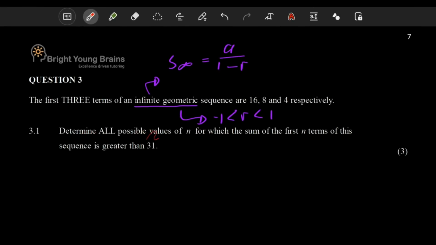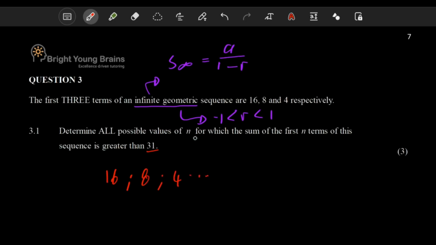So here it says determine all possible values of n for which the sum of the first n terms of this sequence is greater than 31. I think some of these questions from this Gauteng paper are some of the questions that I had in the course. Like legit, these are some of them. Most definitely. It says the first 3 terms of an infinite geometric sequence are 16, 8, and 4, right? So you have terms here like 16, 8, 4, going on and on and on.